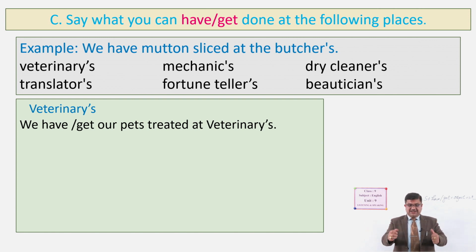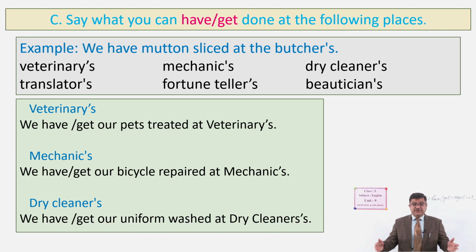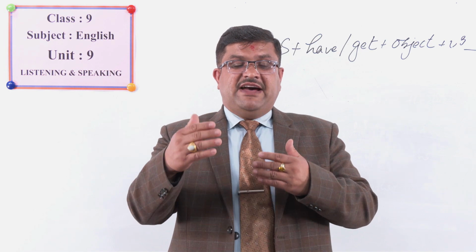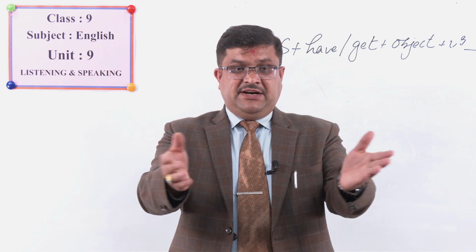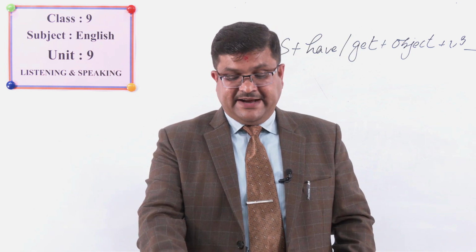Isn't it? Good. Similarly, what can we do in the mechanics? Sure. We have or get our bicycle repaired at mechanics. Similarly, what do we do in this place? Dry cleaners. We have or get our uniform washed at dry cleaners. Similarly, dear student, you can make as many sentences as you can in this way in the places of, let's say, translators or fortune tellers and beauticians. You can have a lot of practices yourself.